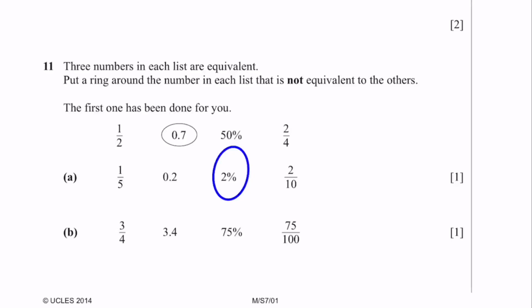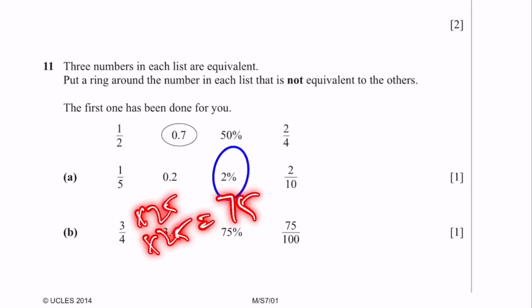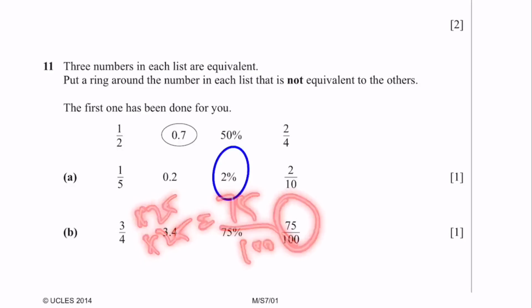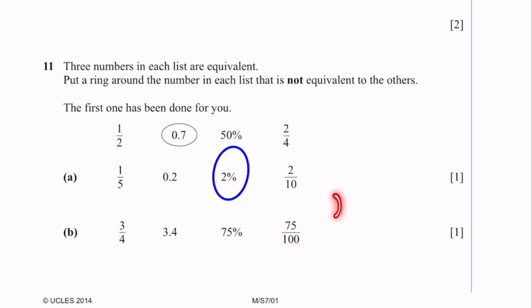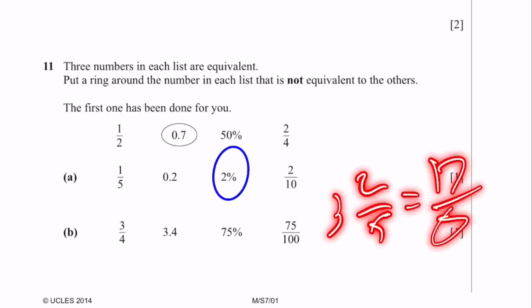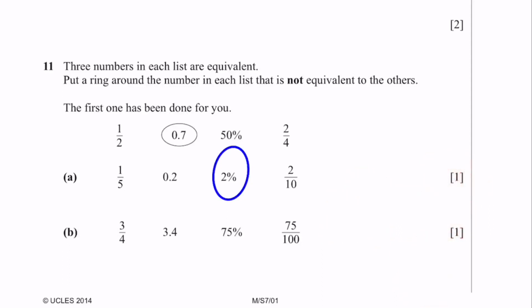Now B, 3 by 4, 3.4, 75%, 75 by 100. So 75 by 100 is equal to 75%, so these two are not the answer. 3 by 4, when you multiply both sides by 25, becomes 75 by 100, so it's equal to this. But 3.4 is equal to 3, 2 by 5, which is equal to 17 by 5, and that's not equal to 3 by 4. Therefore, the answer is 3.4.